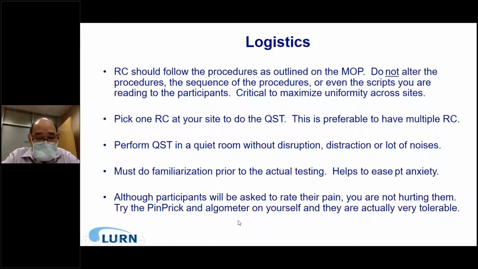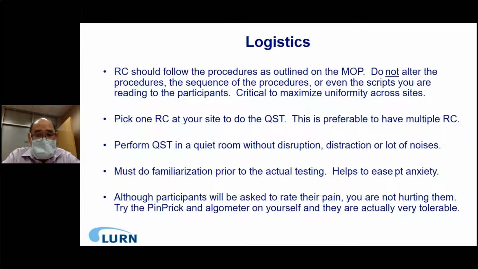You have also seen this before. It's just important to remind yourself that the study coordinator should follow the manual of operations as closely as we can and not alter the procedures and the sequence of the procedures, because we need to maximize uniformity across all sites. This is very important. You should pick one main study coordinator at the site to do QST.